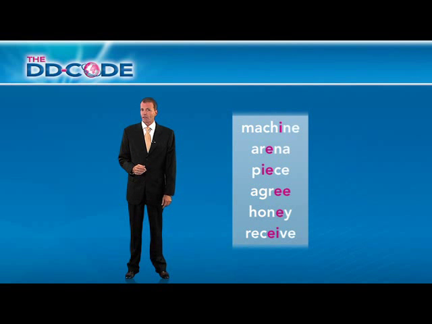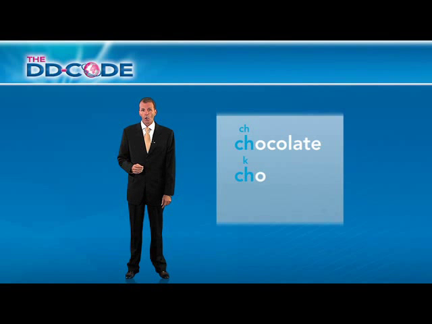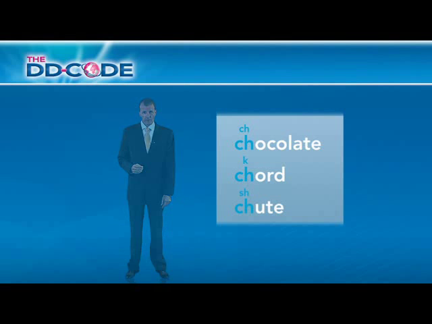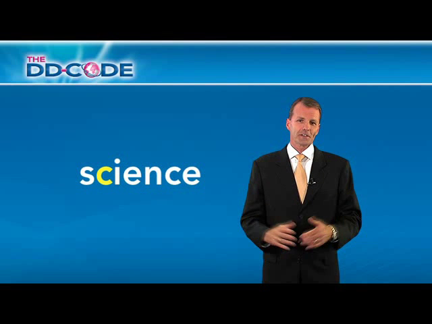The same sound can also be made by different letters, like these words. Each one has an E sound like machine and peace, but they all use different letters to achieve it. Two letters can also be joined to make different sounds. C and H can be pronounced three different ways, as in chocolate, cord, and shoot. Then, of course, some letters are silent, like the C in the word science. It's confusing, isn't it? So why isn't English phonetic?